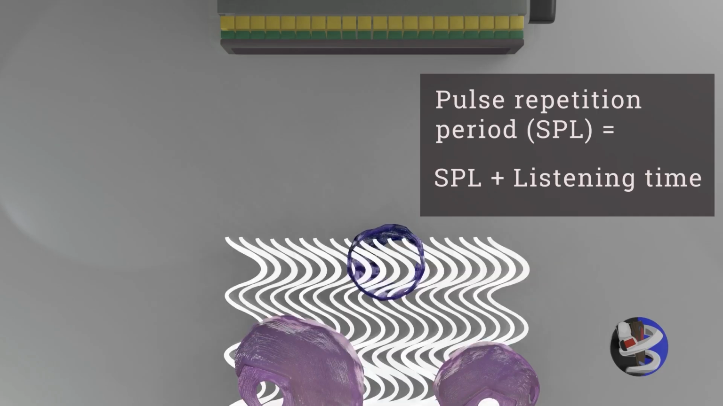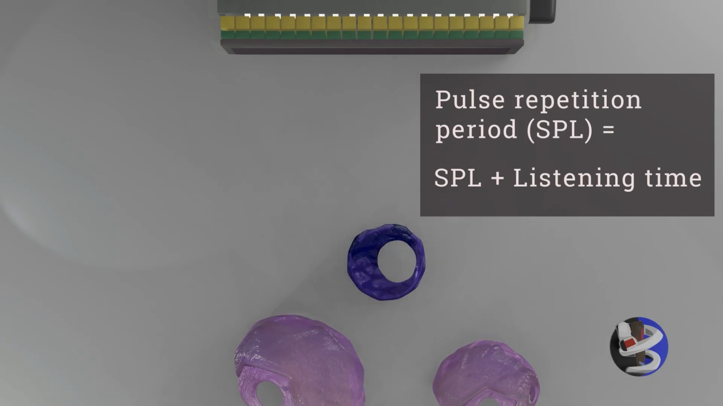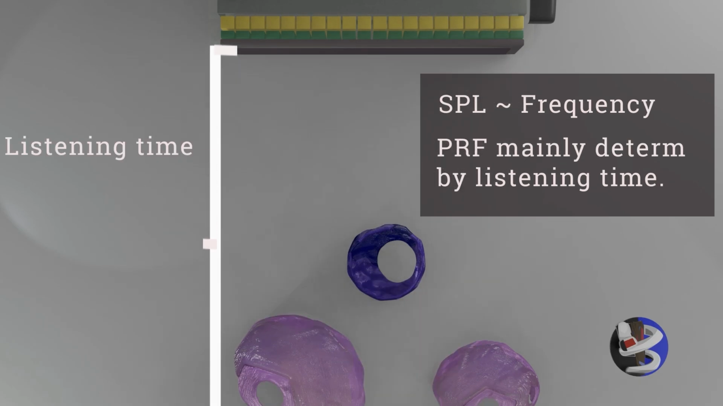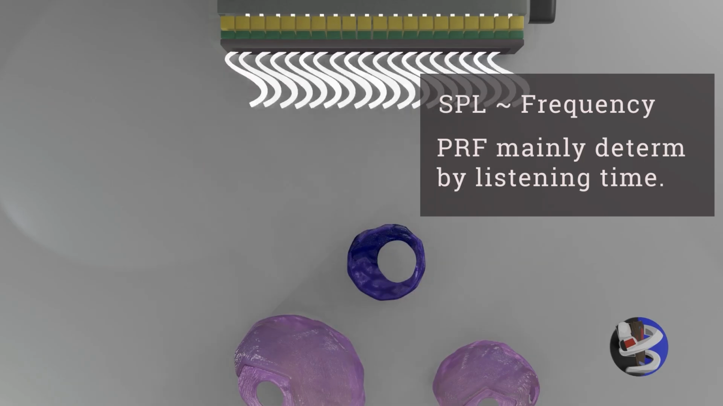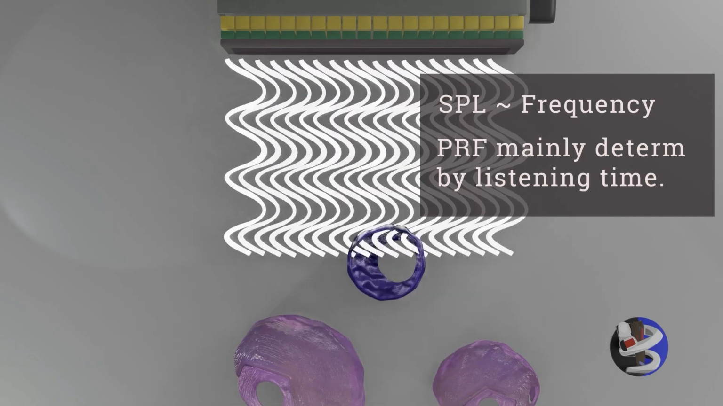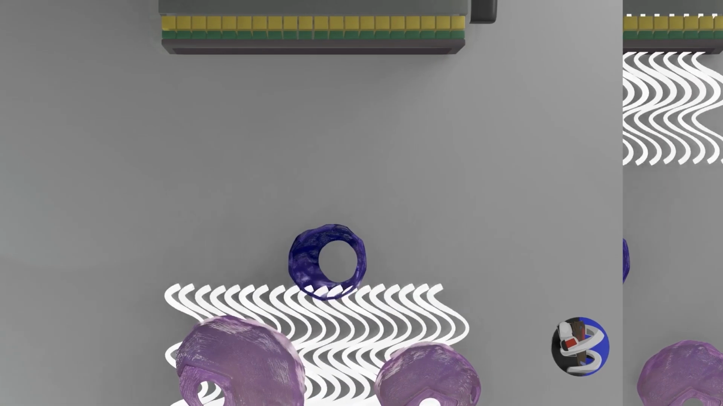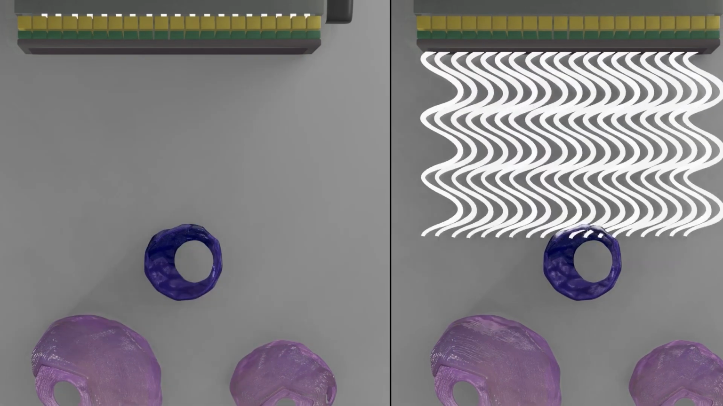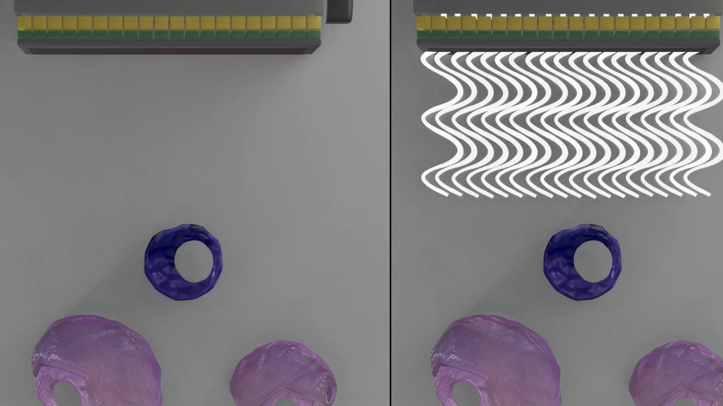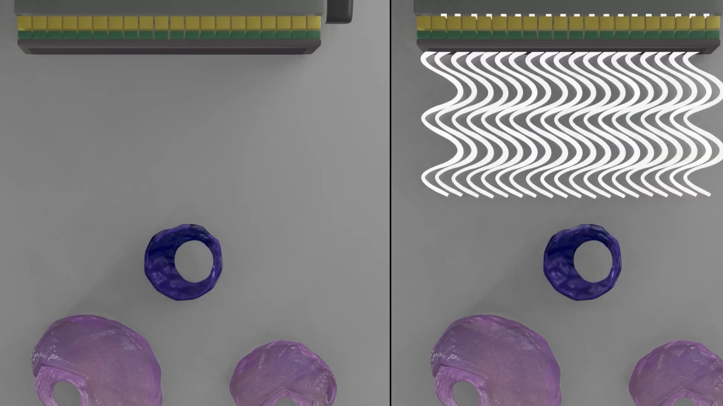A physical property related to pulse length is the pulse repetition period. The pulse repetition period is the time from the start of one pulse to the start of the next pulse. It is thus the pulse length plus some listening time. The length of a pulse can be changed by changing frequencies, but the pulse repetition period is mainly determined by the listening time. The listening time is the time that the transducer is able to receive reflected signals from the transmitted beam. Once the depth of an ultrasound scan is increased, a longer listening time is required to be able to receive reflected signals. Therefore, the depth of the scan mainly determines the pulse repetition period.